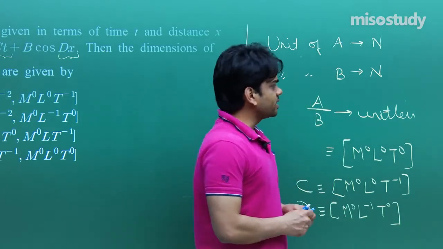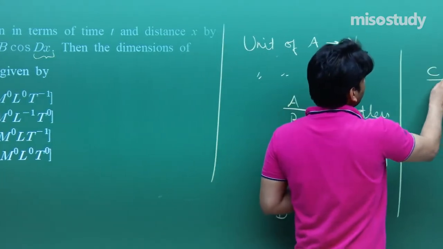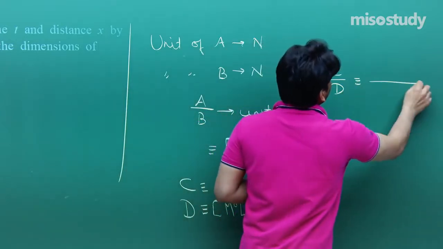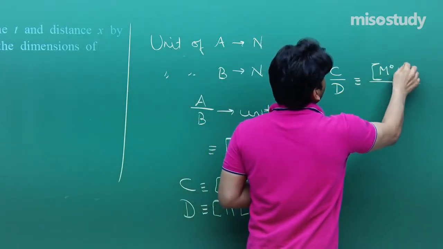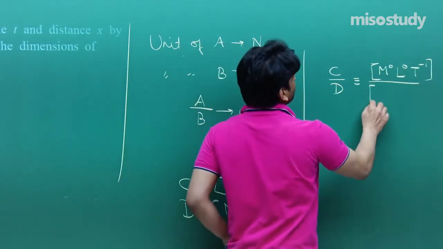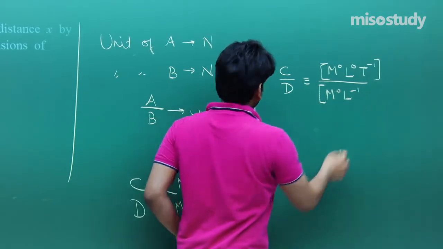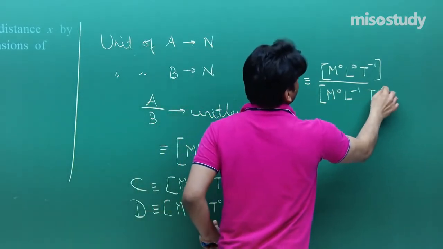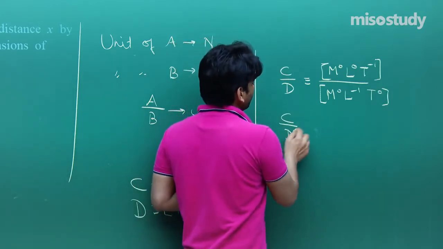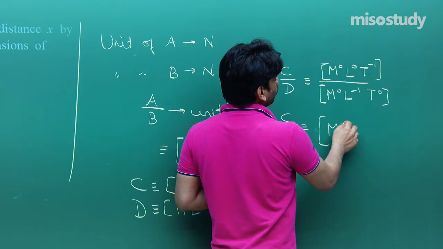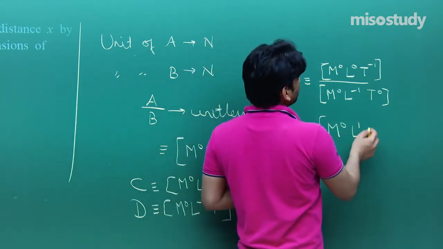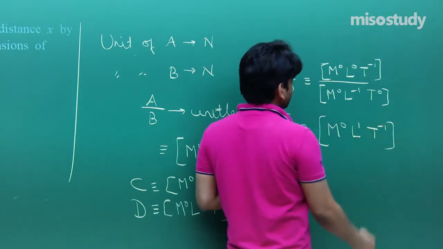Now if we express c/d, see what we will be obtaining. For c we have M^0, L^0, T^-1, and for d we are having M^0, L^-1, T^0. Now easily we can find out the dimension of c/d. That will turn out to be: M will have no role to play, L^-1 we are having here will move up and become L^+1, and here we will have T^-1. C/d, we got this.